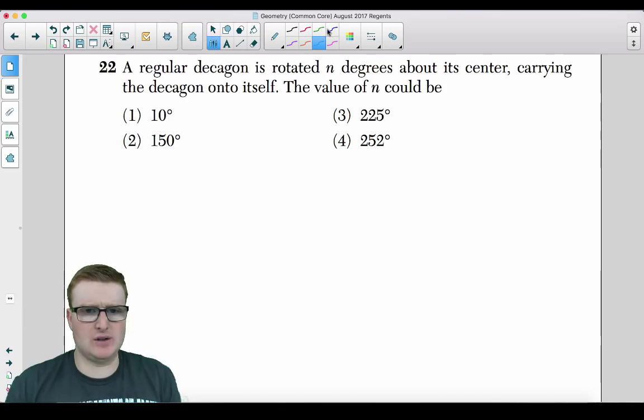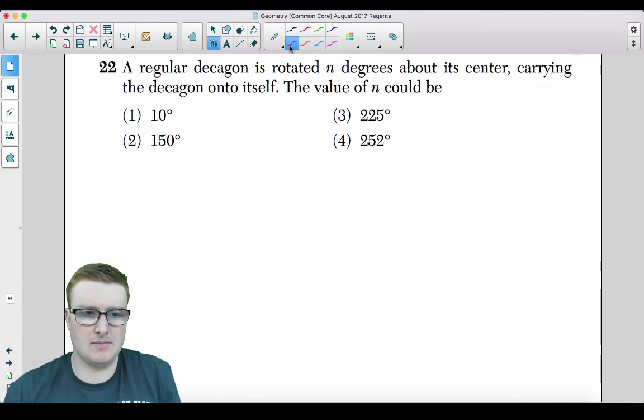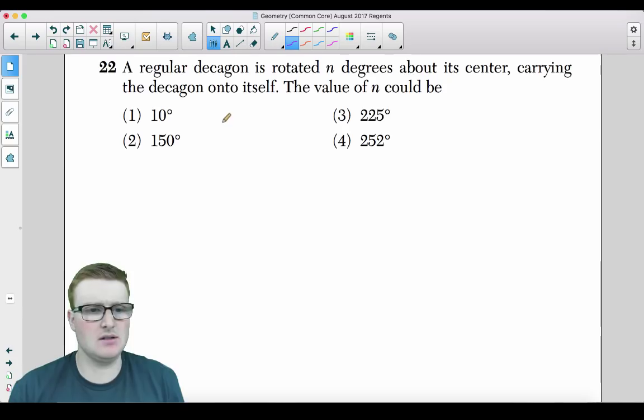This is a repeat question from like in August, I want to say 2016 exam. This came up a second time. I was pretty surprised. Wasn't this on the, you know what? I don't know. It was definitely on a recent exam.